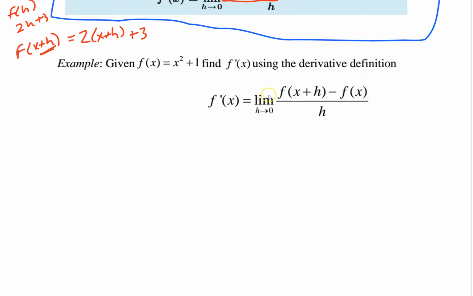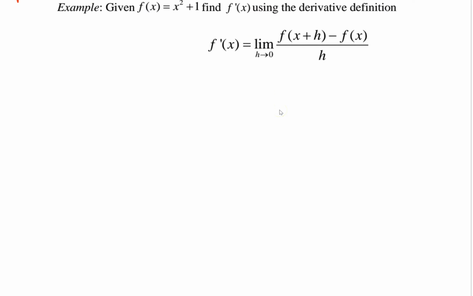So let's actually use this. Let's find the derivative of this function here, x squared plus 1, using the limit definition of a derivative. This is the way it works. I'm going to write down f prime of x. Now let's write the limit down: limit as h approaches 0. On the bottom, it's just h. That's just a variable; it could be x, a, or w, anything. They chose h, so it's h.